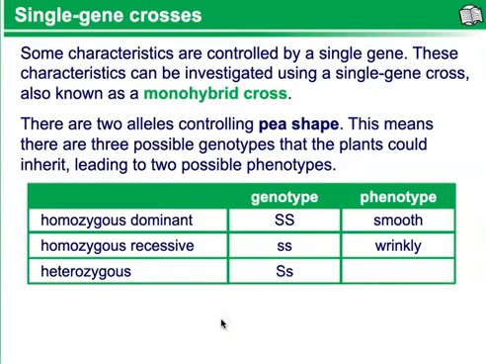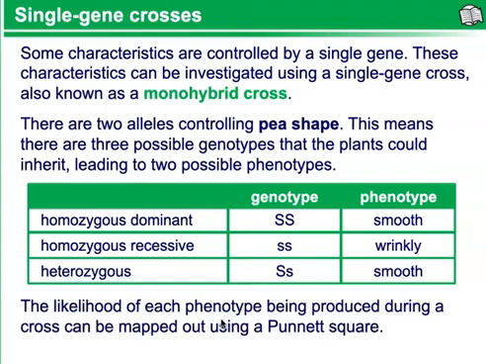Or you could be heterozygous, meaning that you're getting 1 of each allele, an uppercase S and a lowercase s. In this instance, the dominant allele is expressed, causing the phenotype to be smooth. The likelihood of each phenotype being produced during a cross can be mapped out using a Punnett square.